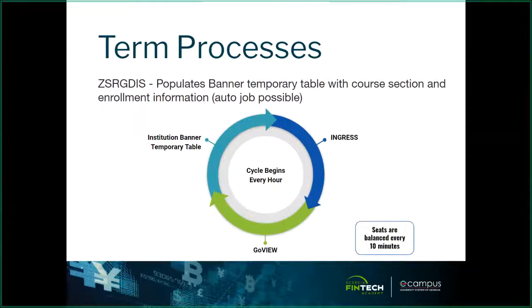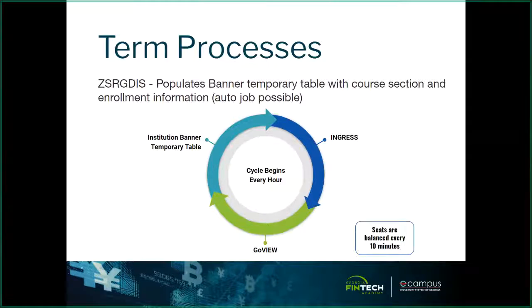So now for term processes. One of the most important term processes that you will ever touch is the ZSRGDIS process. This is what transfers any enrollments from Banner to Ingress and then to GoView. So if the ZSRGDIS process is not run, students may not see seats available in a class. They will never gain access to their courses. As they're dropped, they would not be dropped from classes. So it can really cause issues for students if this process is not run. That's why we say it's the most important process that you'll see in connection with any Ingress processed courses.